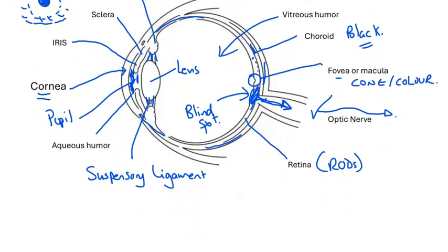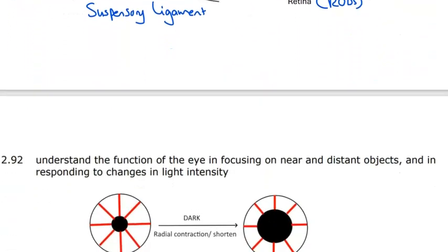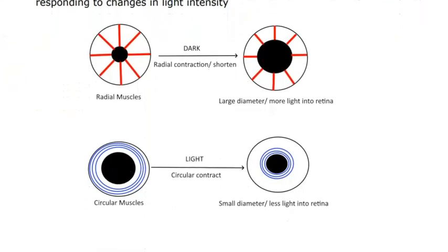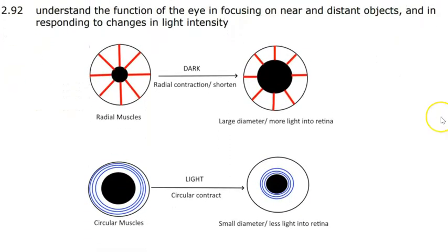So let's take a look at this ability to respond to different light intensity. So this is syllabus statement 2.92, and focusing we'll do in another video, but in this one we're looking at the light intensity. So we have to come back, and now I'm looking at the front of the eye, and what you're looking at here in black in this zone here, that's the pupil.